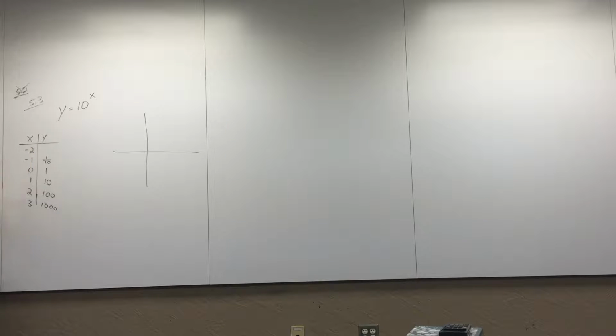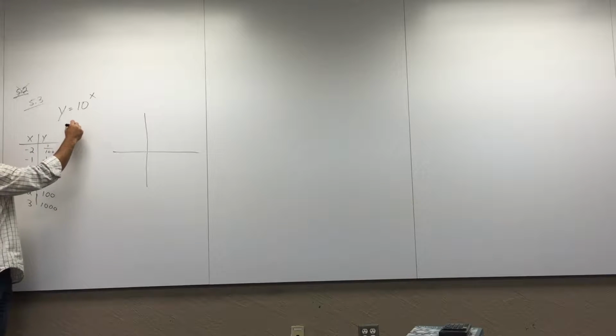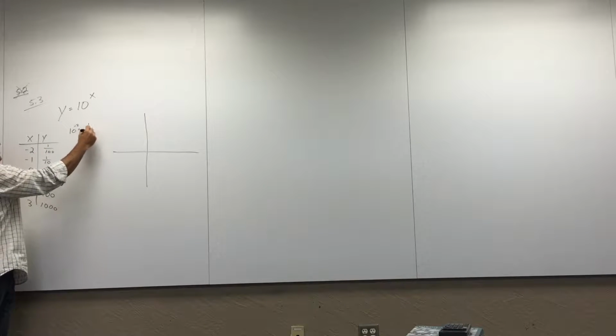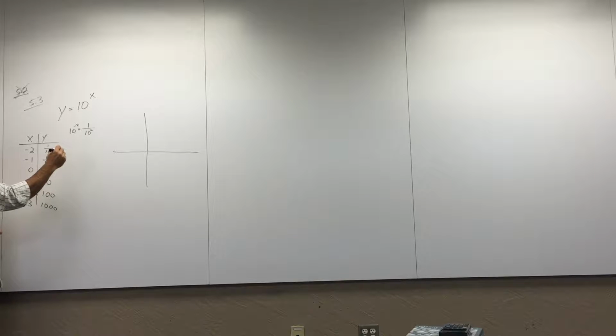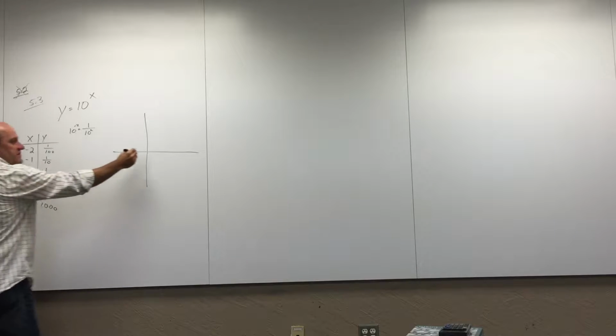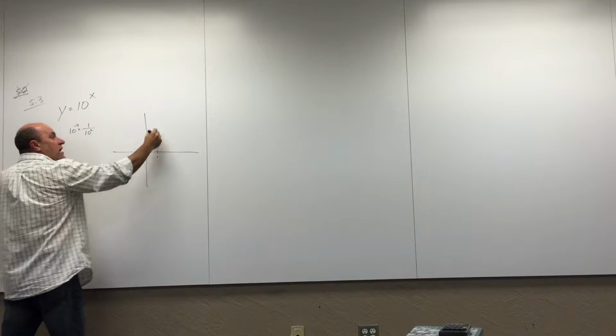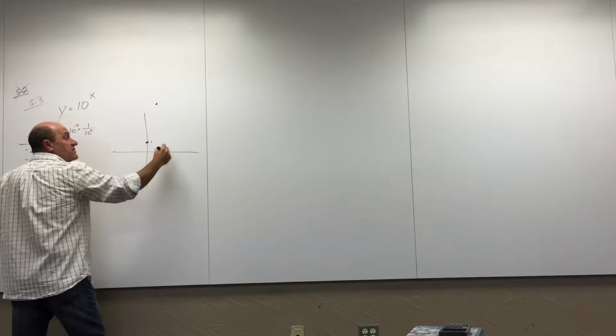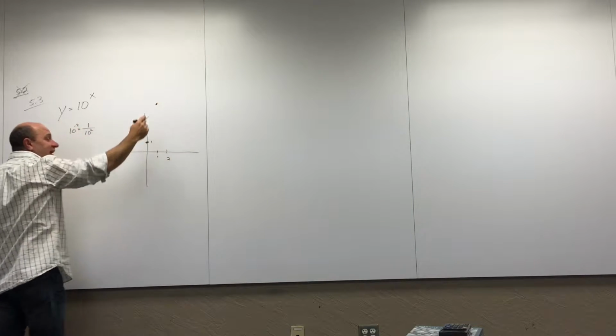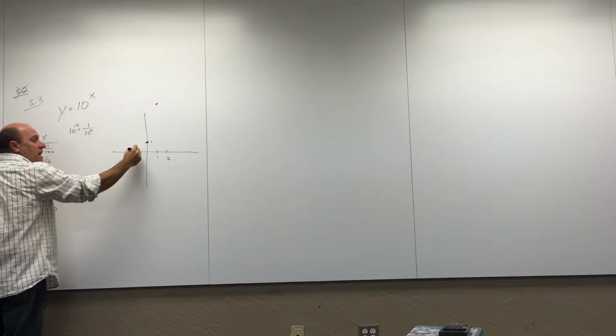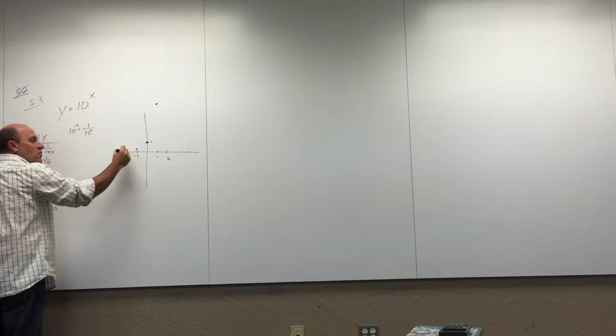And if you plug in a -2, can you tell me that one? 1/100. Because it's 10 to the -2, it's 1/10 squared. That's how it works. So it's 1/100. Anyway, if I plot these points here, 0, 1. Maybe 1 is a 10. 2 was 100. I can't even plot that. -1 was a 1/10. -2 was a 1/100.